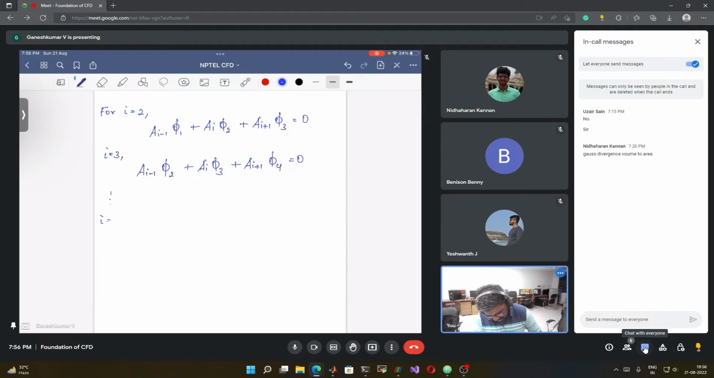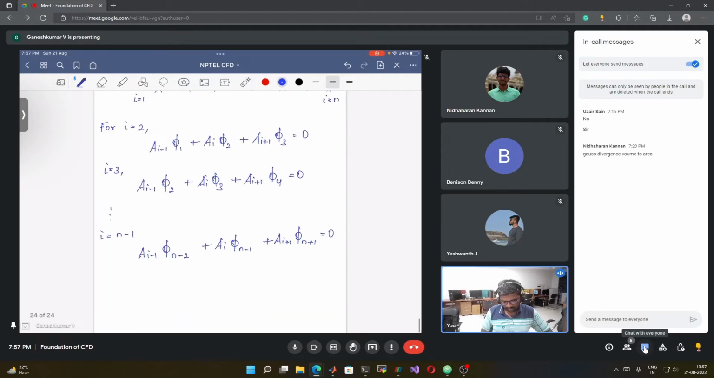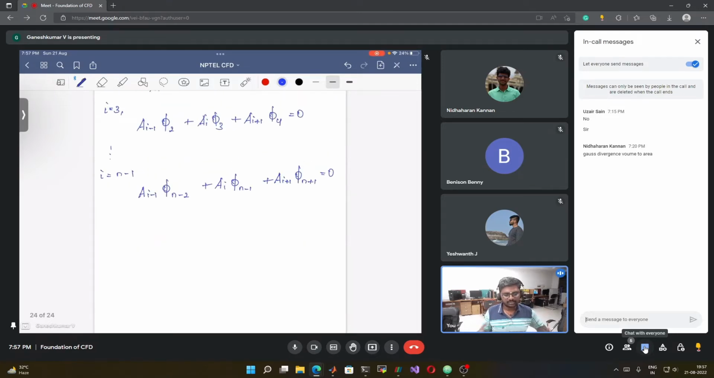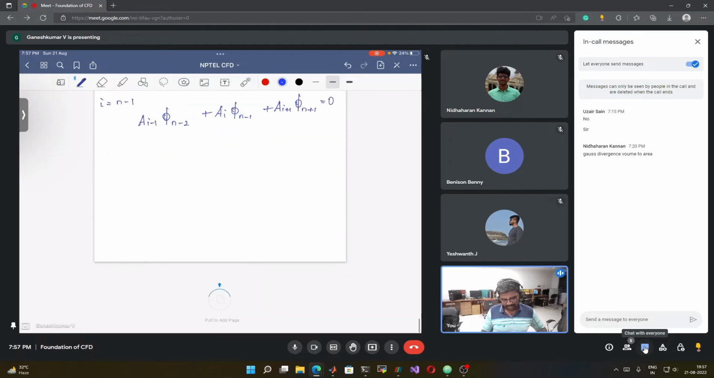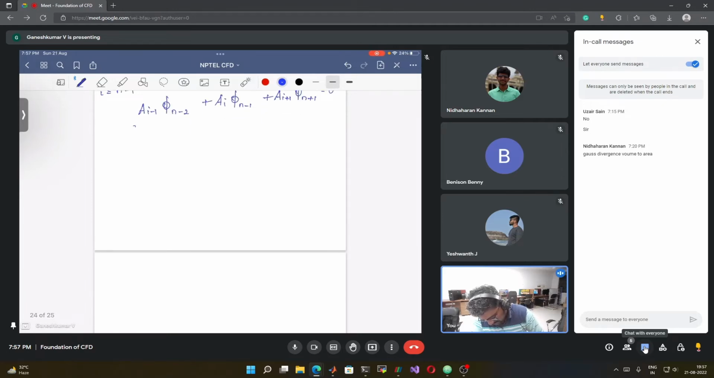Similarly, you will write for I equal to n minus 1. ai phi of n minus 2 plus ai phi n minus 1 plus ai plus 1 phi n plus 1 is equal to 0. Now what happened? You have 2 to n minus 1 equations, a set of linear algebraic equations. So how will you write this? We can write this in a simple matrix form.